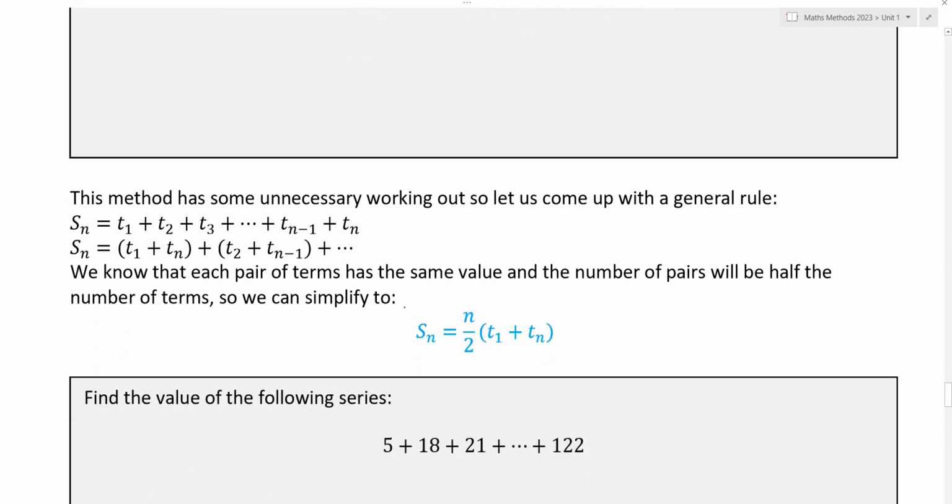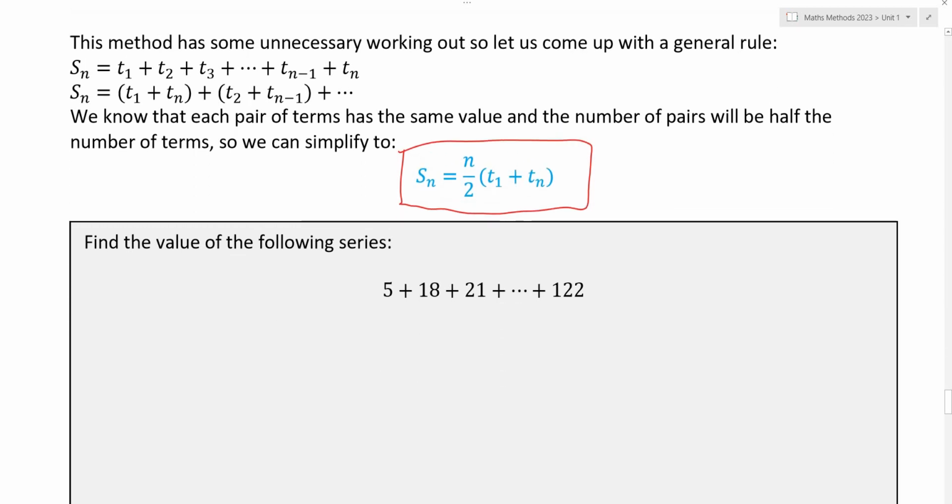So this is our rule here, guys. The sum of n terms is equal to n over 2, bracket T1 plus Tn. There is a different version of this rule as well that I will show you too. So find the value of the following series.